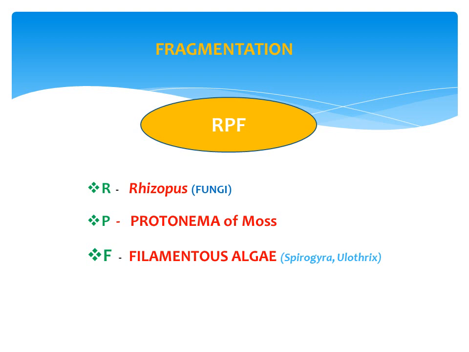RPF. Here R stands for Rhizopus, which is a fungus. P stands for protonema of moss. Protonema of moss is the juvenile stage of moss. F stands for filamentous algae. And what are the filamentous algae? You know, it's Spirogyra. It can be Ulothrix.